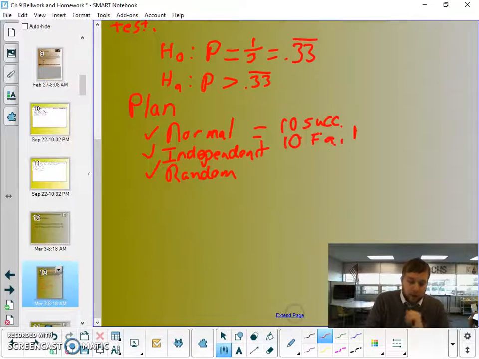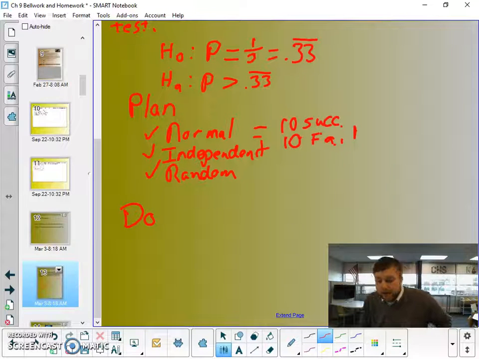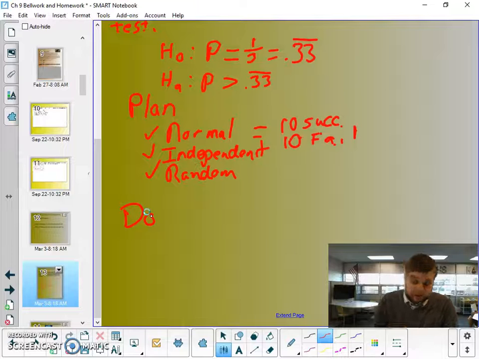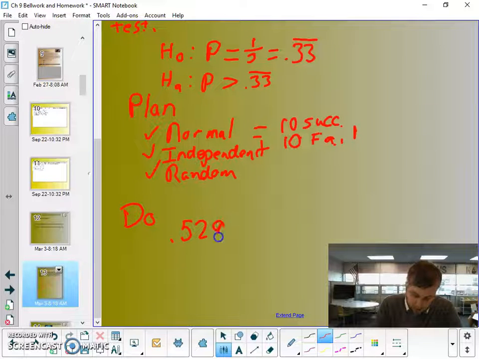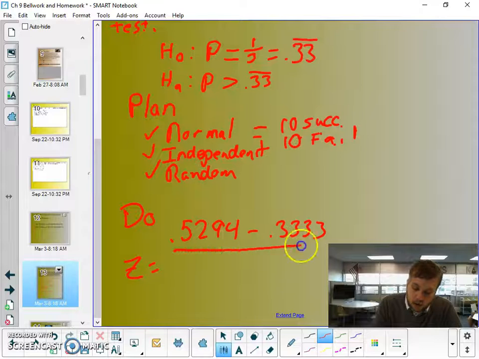All right, now here's the fun part, your do. Your do is your z-score. That's all it is. So it's what I got, which I believe was 0.5294. I'm going to do a little z-score on this baby, minus what I should get. What should I have gotten? 0.3333, right? All over my standard deviation.